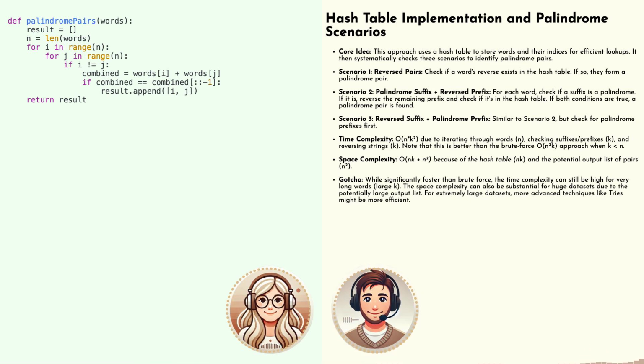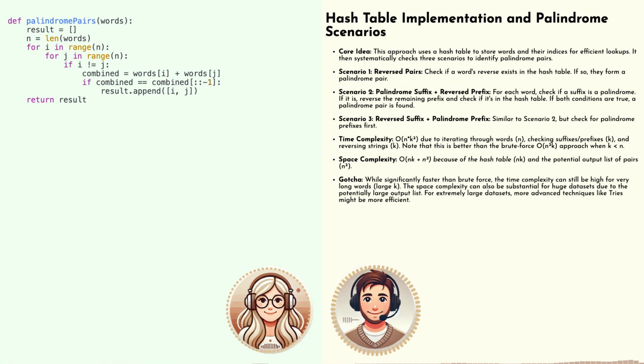I gotcha. So instead of comparing the words directly, we're creating a system that lets us quickly look up potential matches. Exactly. In this case, we can use the hash table to store each word along with its index in the list. I'm starting to see how that might be useful. But how exactly does this help us find palindromes? Are we just throwing words in there and crossing our fingers? Not quite. Remember, the key is to understand how palindromes can be formed. Let's break down the possible scenarios.